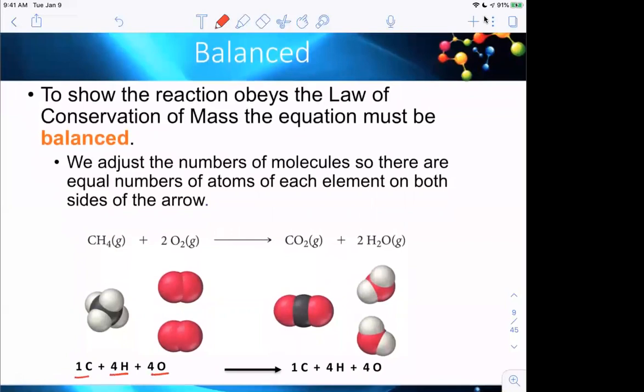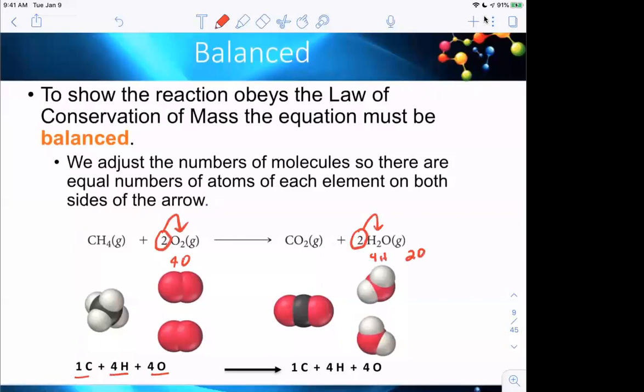And that's because I put a 2. This is like the distributive property. I have 2 oxygen molecules. If I look, I change the water to 2 molecules. Again, that gives me 4 hydrogens and 2 oxygens. This gives me 4 oxygens.